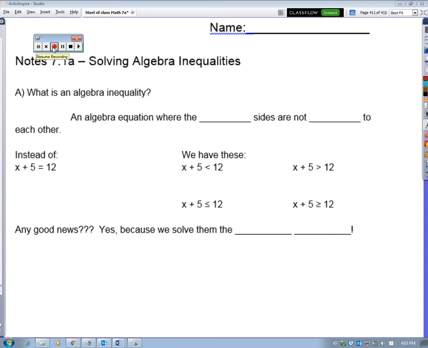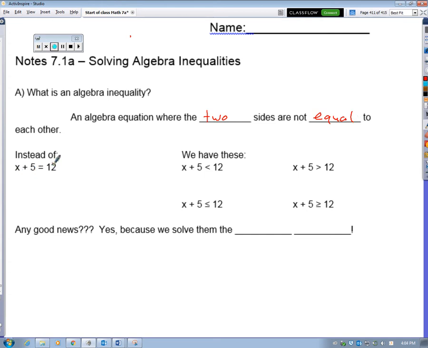Alright, my little math friends, we are moving on into Chapter 7, and Chapter 7 is about these things called Algebra Inequalities, and we're going to solve them. Okay, now that may sound a little scary at first, but let's talk about what an algebra inequality is. It is an algebra equation where the two sides are not equal to each other. Okay, and let me tell you why.